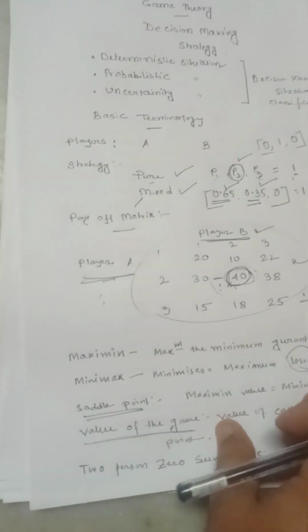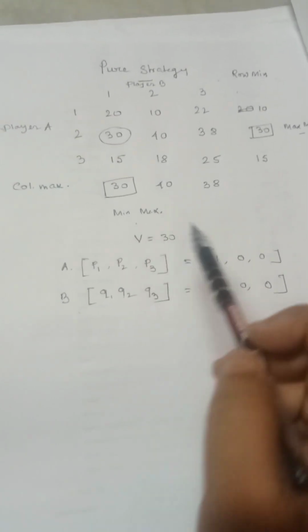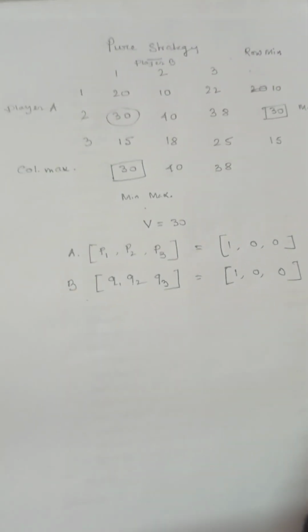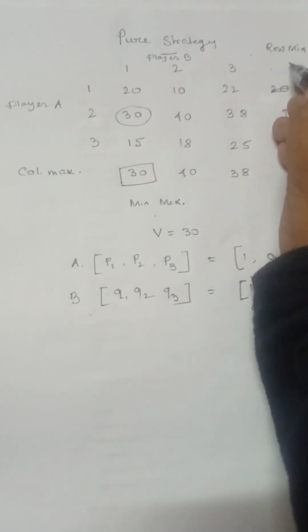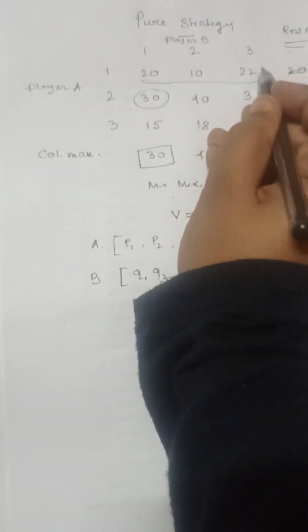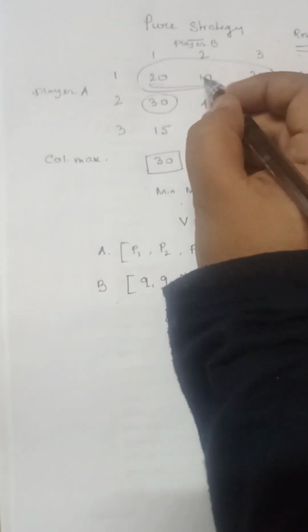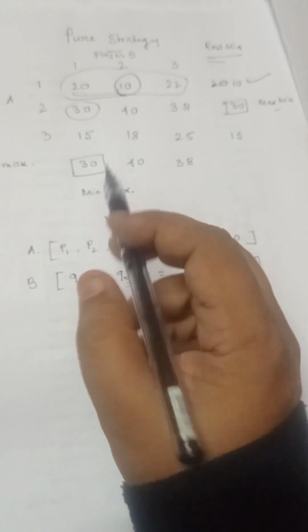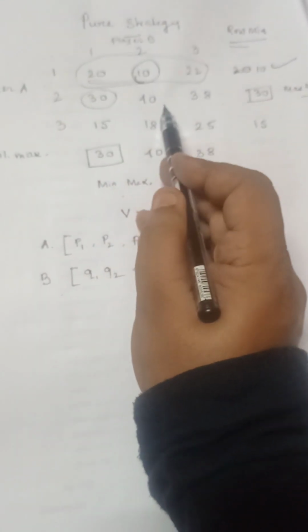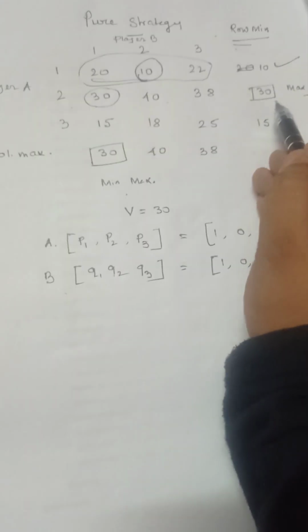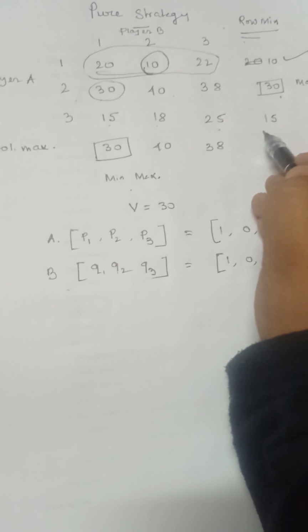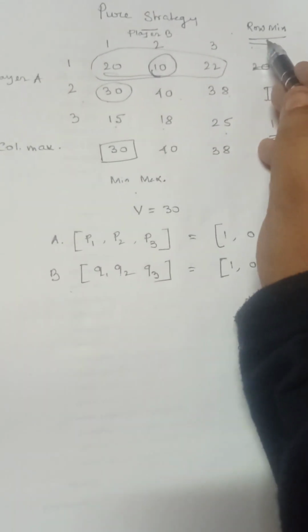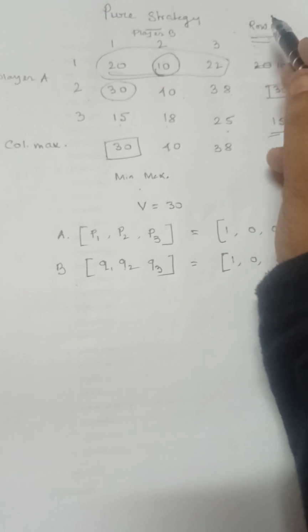Now I will straight away come to the solution of a pure strategy. In pure strategy, this is the payoff matrix. The first step is that you have to find the row minimum. So this is your row, you have to find the minimum value. In the first row the minimum value is 10, I put it. In the second row, what is your minimum value? 30, 40 and 38. The minimum value is 30. Next, 15, 18, 25. What is the minimum value? 15. That is the row minimum.